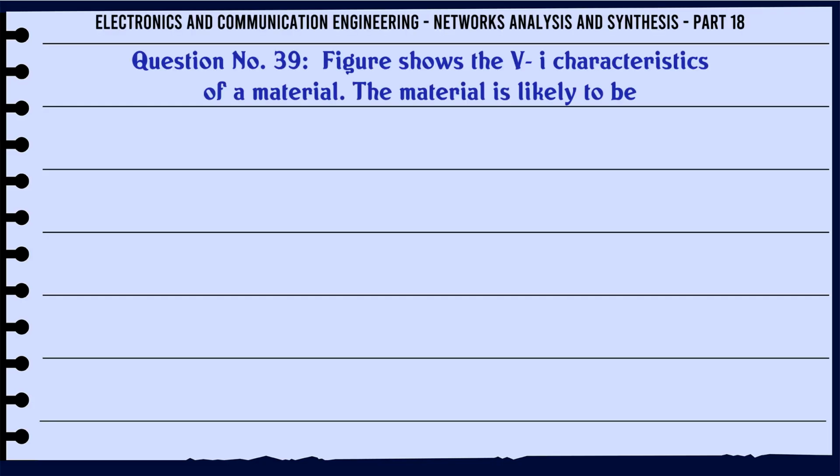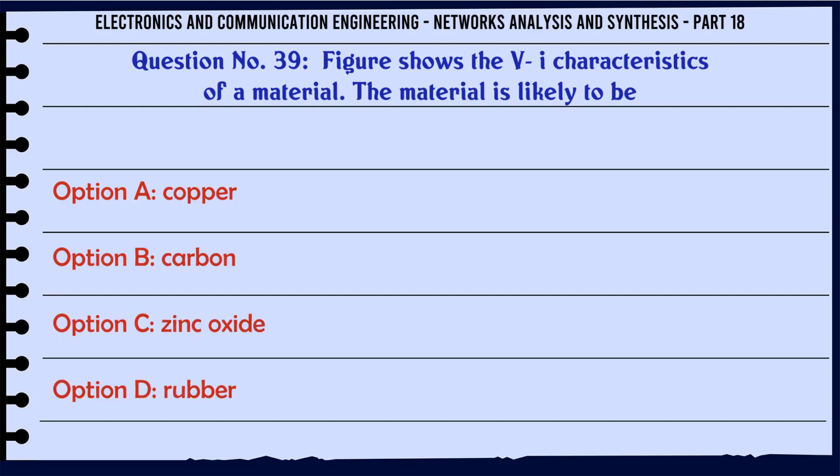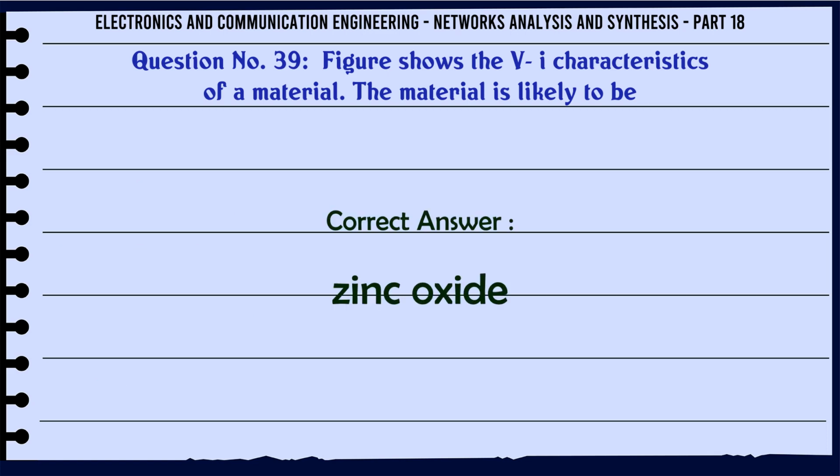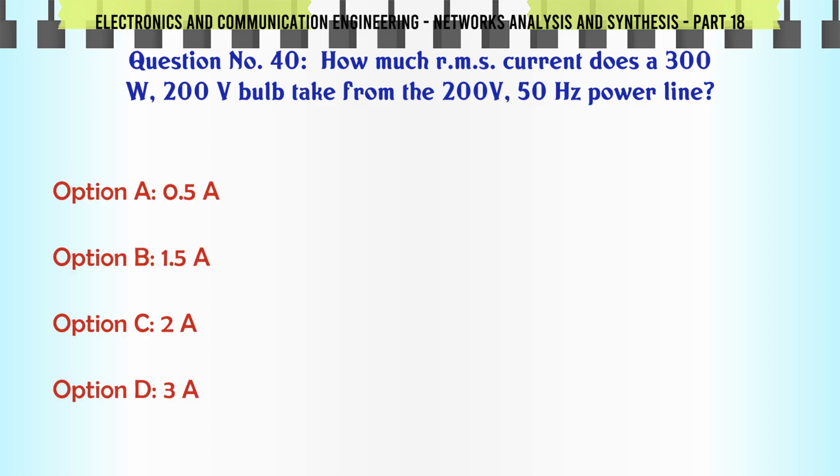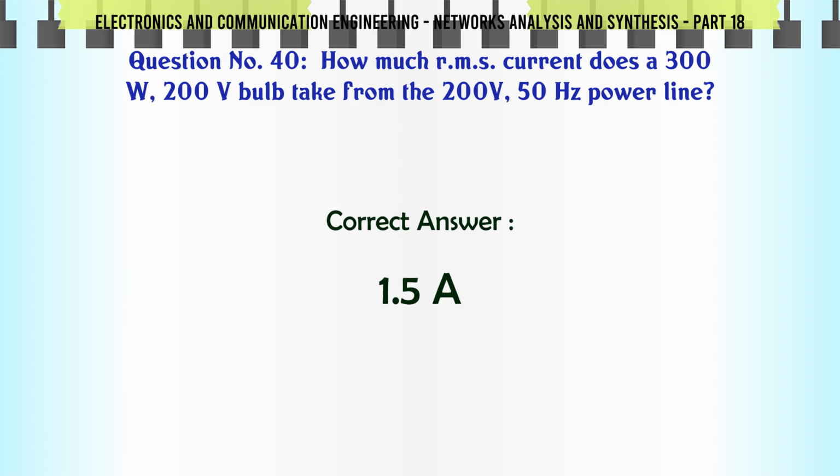Figure shows the VI characteristics of a material. The material is likely to be A, copper; B, carbon; C, zinc oxide; D, rubber. The correct answer is zinc oxide. How much r.m.s current does a 300 watts 200V bulb take from the 200V 50 Hz power line? A, 0.5A; B, 1.5A; C, 2A; D, 3A. The correct answer is 1.5A.